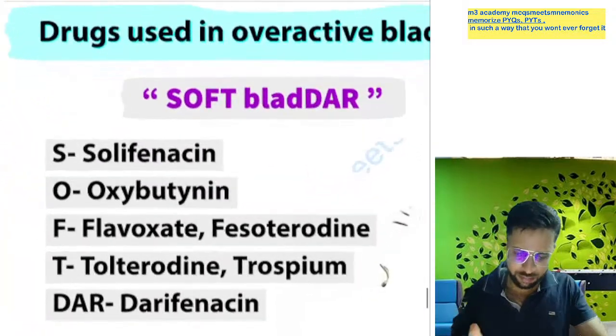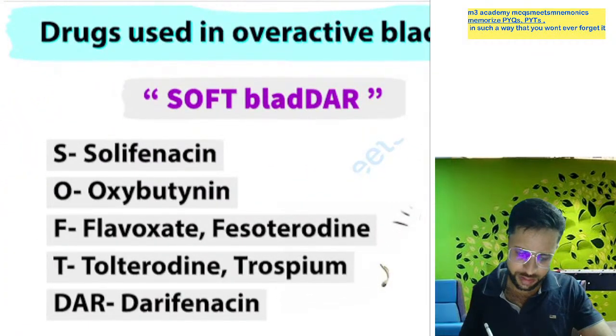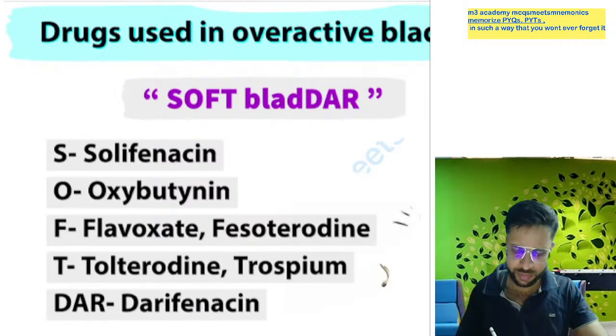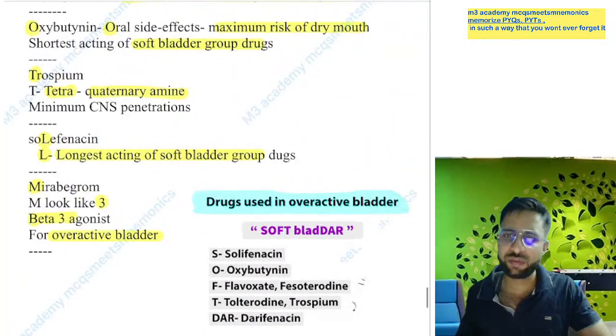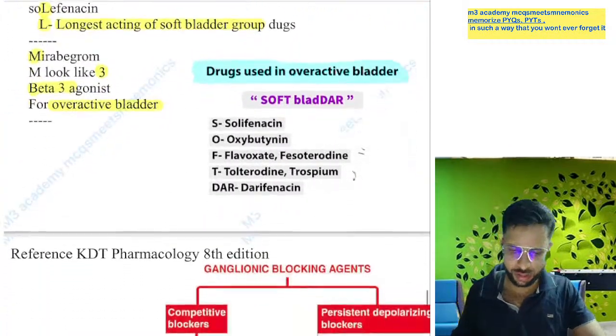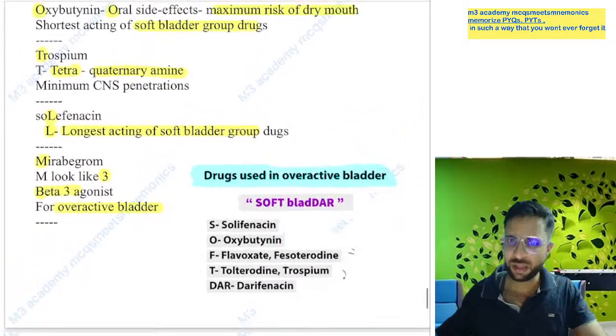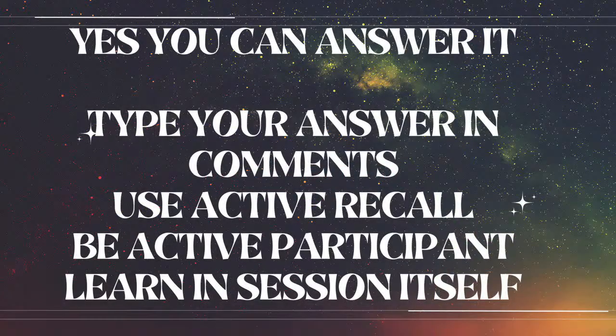You can remember solifenacin, oxybutynin, fesoterodine, darifenacin, tolterodine, trospium. Yes, all these come here. So oxybutynin is shortest acting. Solifenacin has L, L4 longest acting. Yes. So now type in the chat box mirabegron. Which class? Yes, mirabegron is related to which class and what is the use?